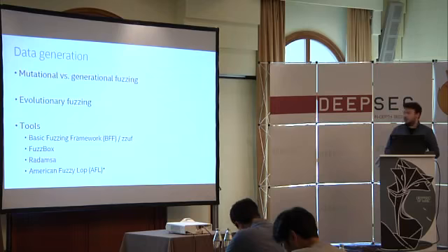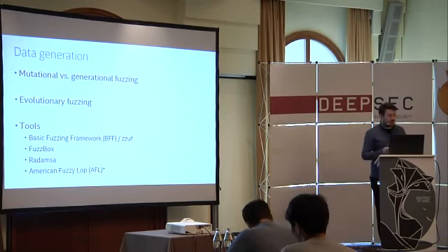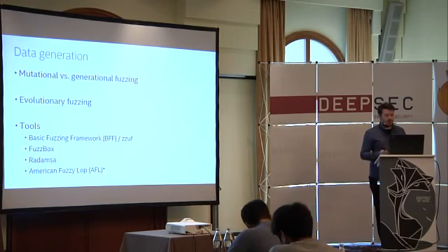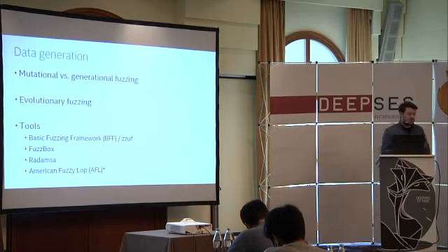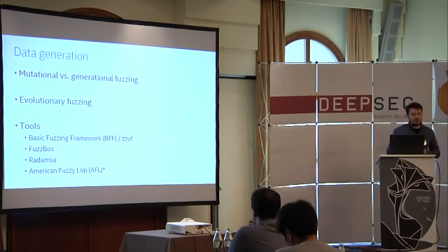In generational fuzzing, on the other hand, we try to create the malformed input from scratch. In this case also, we need to be aware of the structure or the format of the input, because we need to know the way in which we can construct that test case.